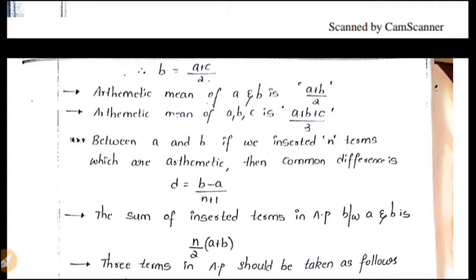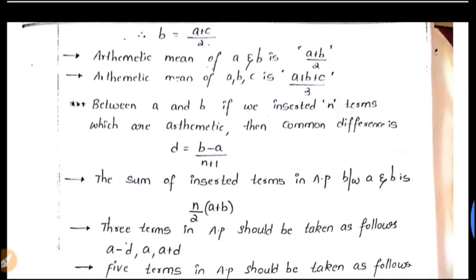Next one is the most important formula. Between A and B means the first term is A and the last term is B. If we insert n terms, we are putting n terms between A and B, and those are all in arithmetic progression. Then the common difference is D is equal to (B minus A) by (n plus 1).